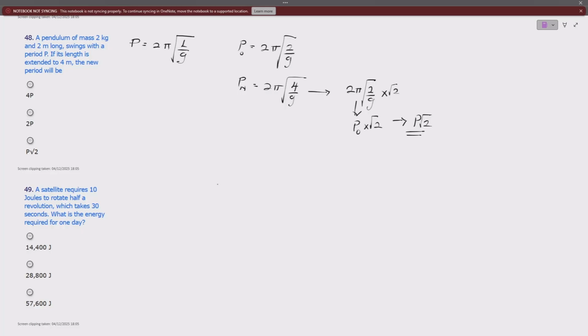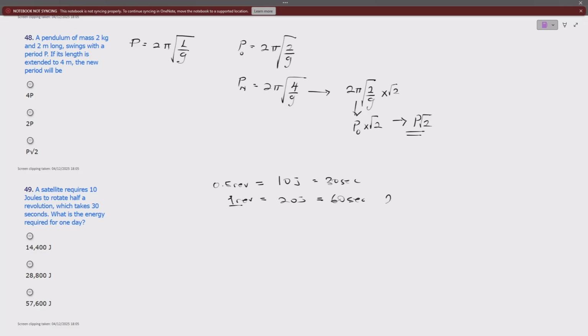If half of a revolution, 0.5 revolution equals 10 joules, that would mean 1 revolution equals 20 joules in 60 seconds. That was 30 seconds. So if 20 joules equals 60 seconds, what is the energy required for a day, which is 24 hours?